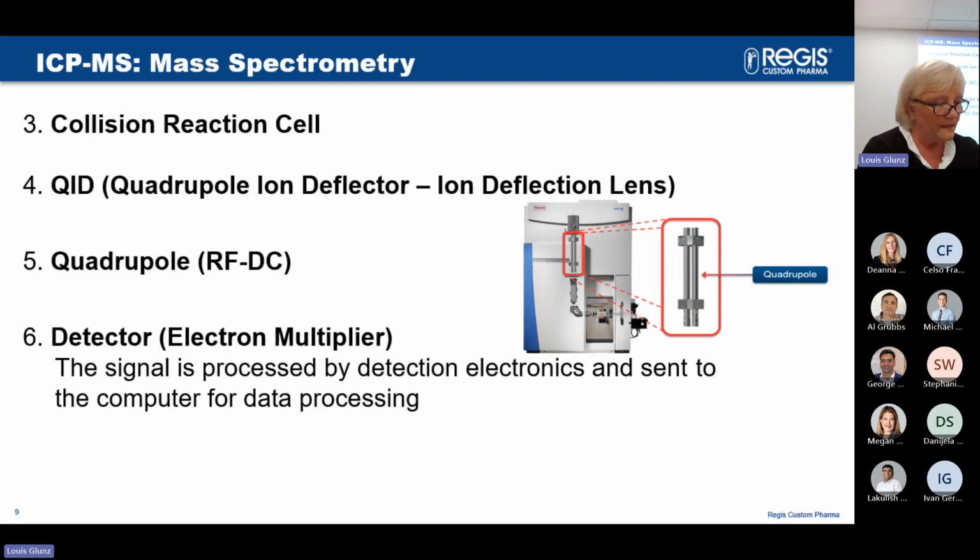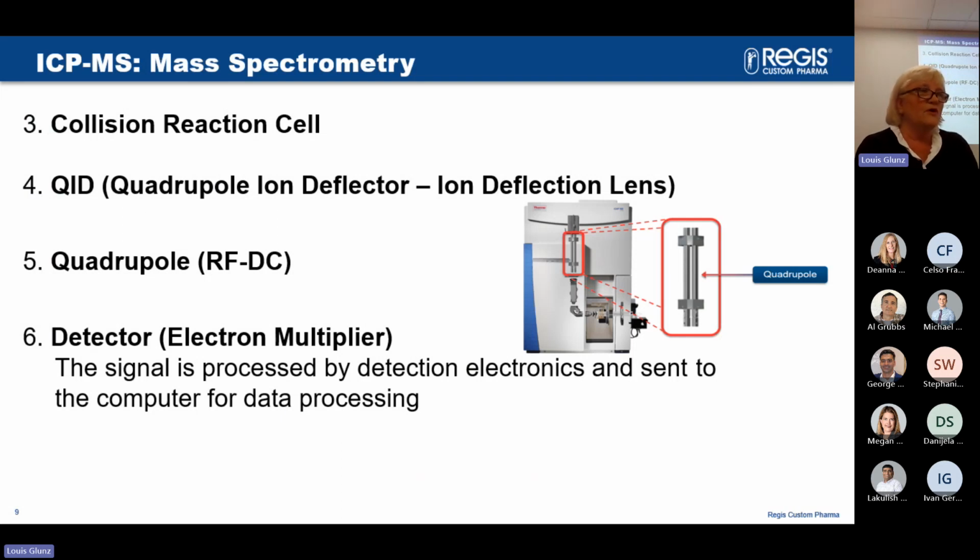So the quadrupole operates via an electromagnetic field. It is a mass filter. It consists of four metallic rods that are gold plated. And the electromagnetic field in the quadrupole is a combination of radio frequency current and direct current. The ions that are present there will be moving because of the radio frequency current, and they will also be separating from each other because of the direct current.